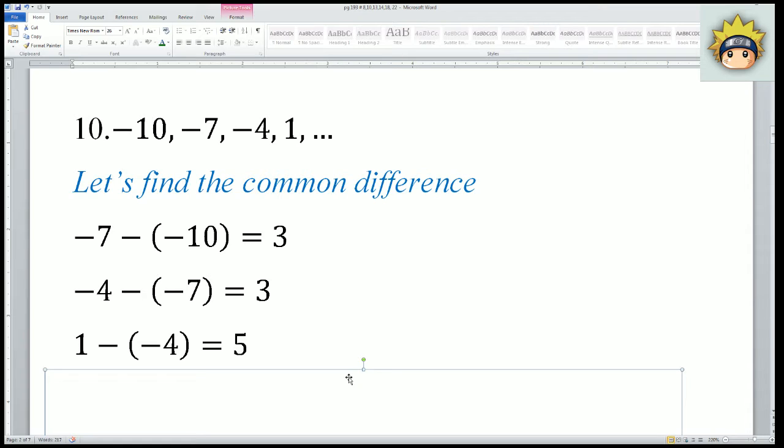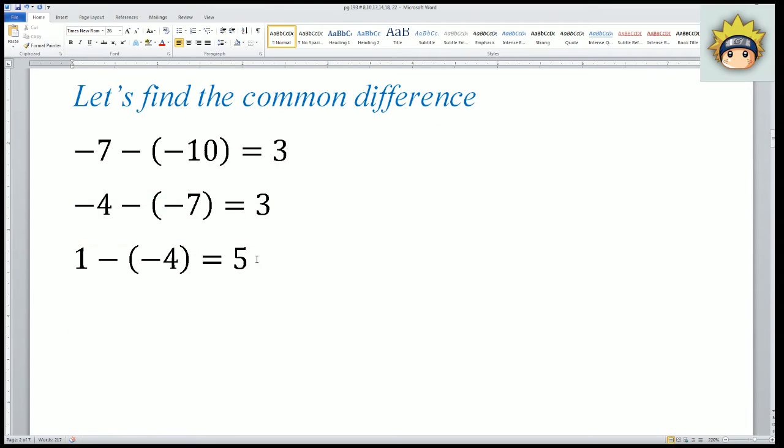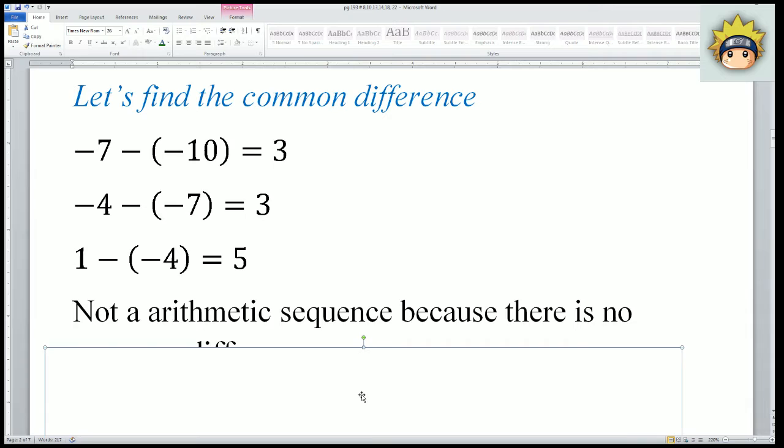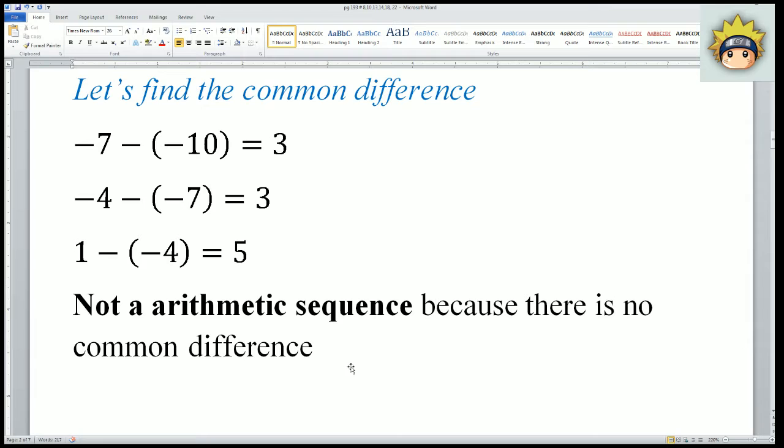You have to check that all the elements have the same common difference. Here, the common difference between the first and the second term is 3. Between the second and the third term is 3. And between the third and the fourth is 5. I wouldn't use the words element and term differently, because they are the same thing. 3, 3, and 5, the common difference is not the same. Therefore, you would say not an arithmetic sequence because there is no common difference.